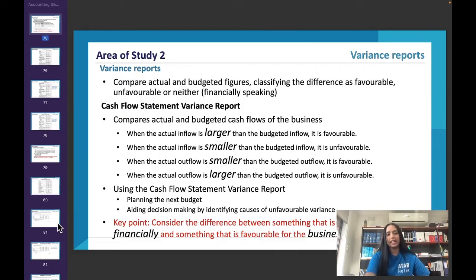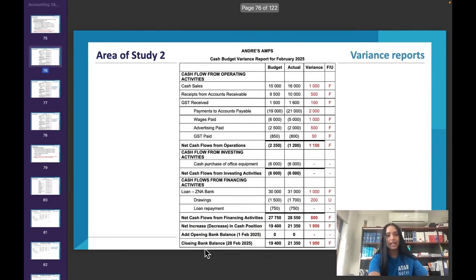And like I was saying, down here, there's a difference between something that's favorable financially and something that's favorable for the business. Like I was saying earlier, paying more for advertising, financially, that is unfavorable, but for the business, it is favorable because more advertising means more customers. And here's an example of the cash budget variance report.